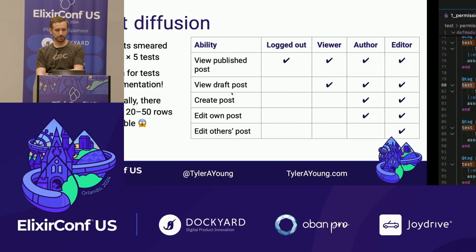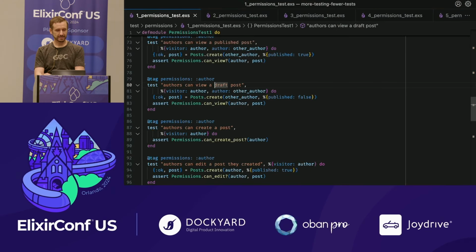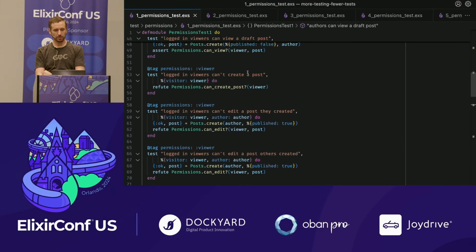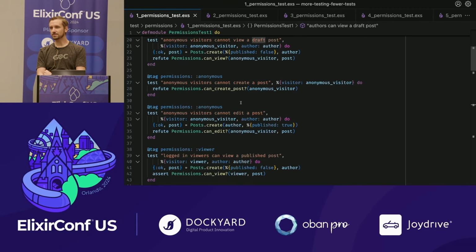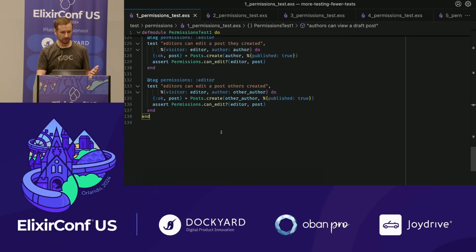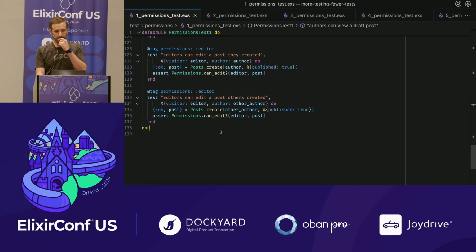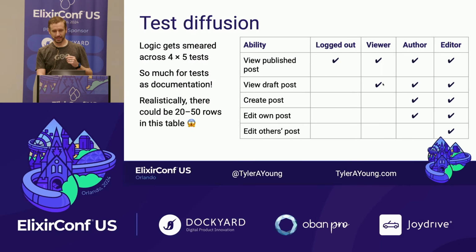And if you're like me, if I'm coming into the system and I'm trying to get a handle on what the permission system does, this is a really poor way for me to grasp it. The logic of what this is supposed to be doing is kind of spread across 100 lines, 130 lines. Whereas I can look at this table and grok immediately what it's supposed to be doing. The table is a really dense, nice way to communicate. So so much for tests as documentation.